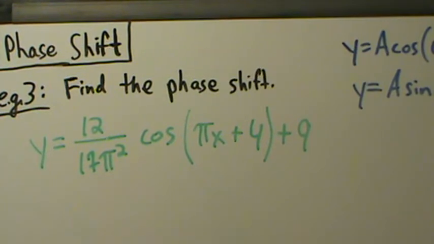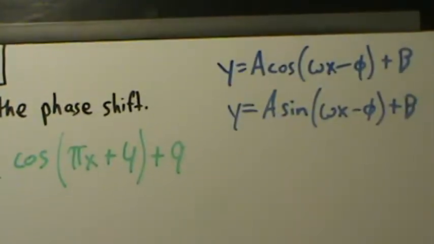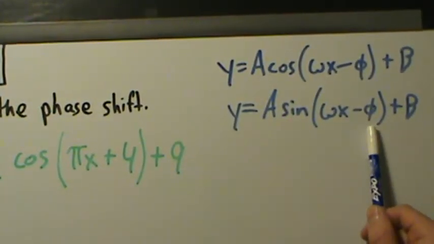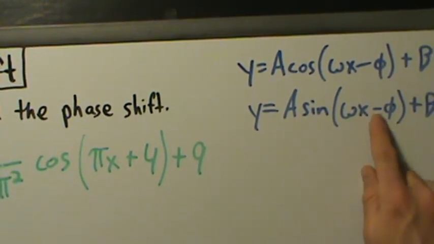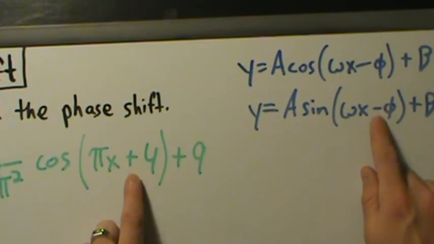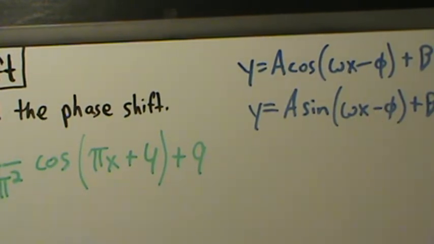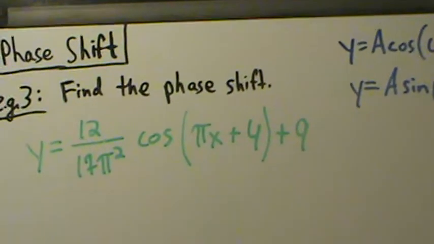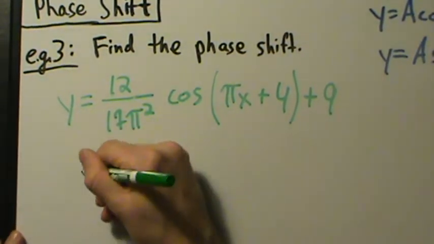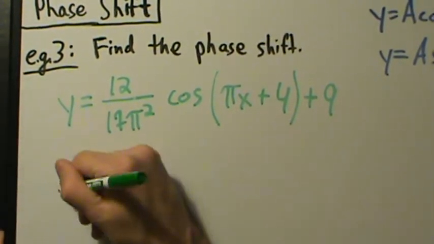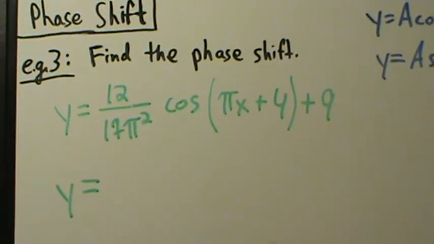So what's different about this example is inside here, normally in general it's omega x minus phi, but what we have here is pi x plus 4. Normally where we have a minus sign in general, here we have a plus sign. So how does that change things? Well, it's actually fairly simple, and you may have done similar things in your pre-calculus or college algebra days when you were dealing with transformations and things like that.